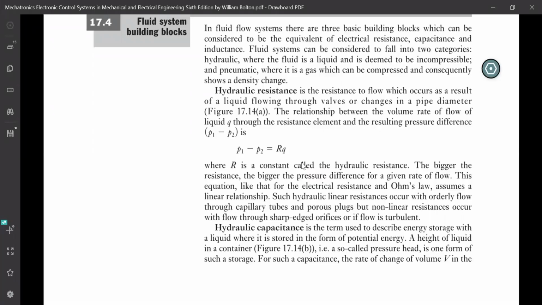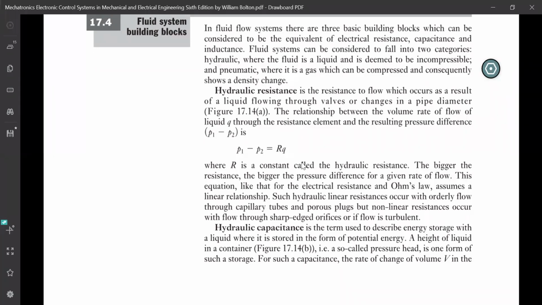So first of all, the first element is nothing but the hydraulic resistance. It is the resistance to flow which occurs as a result of liquid flowing through valves or changes in a pipe diameter. So basically, whenever we create a pressure difference at 2 ends, it will make the liquid flow from one end to another end.